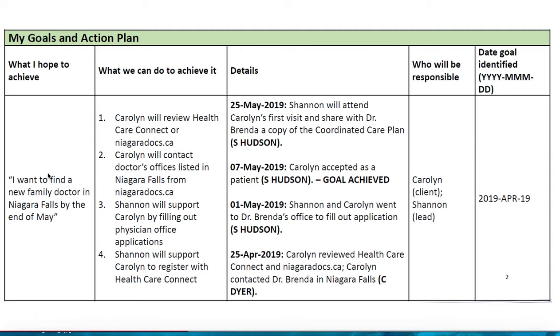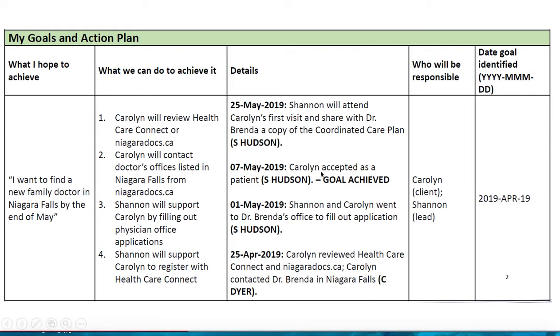The next section to the right of that column is what can we do to achieve it? So here you're going to list the steps and identify who is the most responsible for the action that will be taken to achieve the goal stated in the first section. And again, keep in mind that you want to use clear, easy, and simple language.